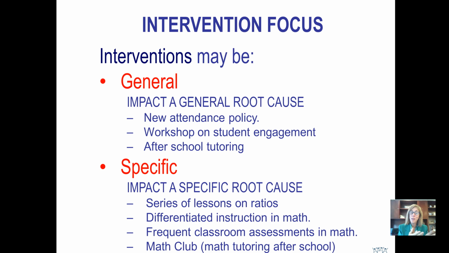And finally, then maybe another root cause that you identified for this SMART goal is that kids don't get extra help when they haven't mastered ratios. And so another very specific intervention might be to put in a math club or some kind of tutoring program during school or after school.